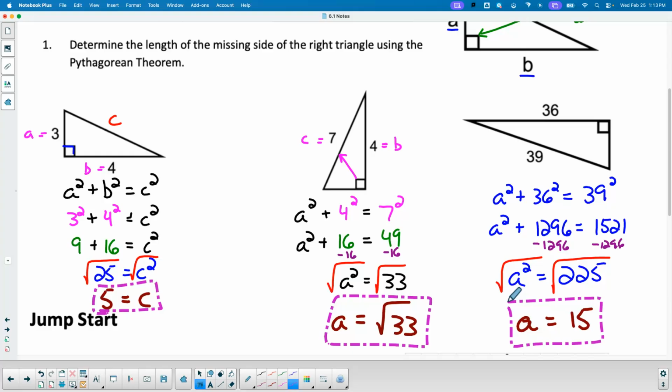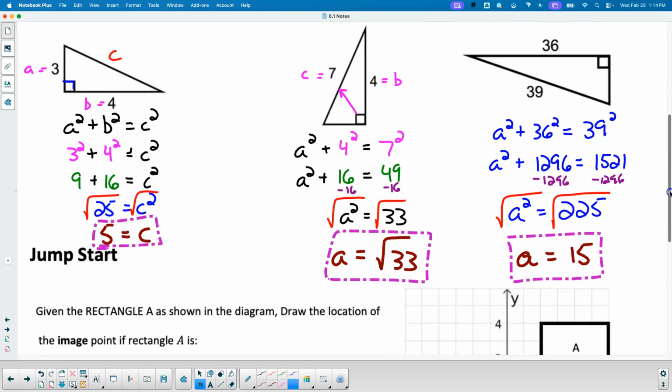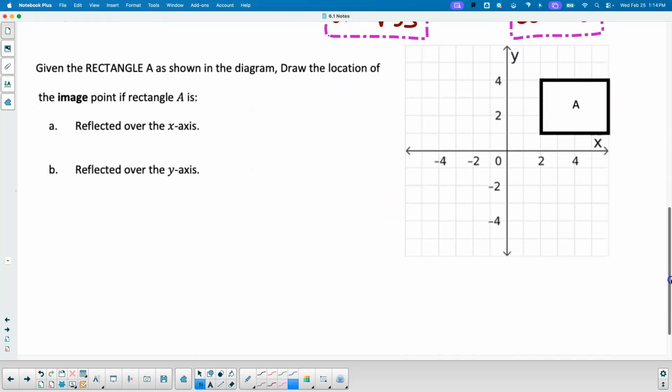What did I say about homework packets? All right.